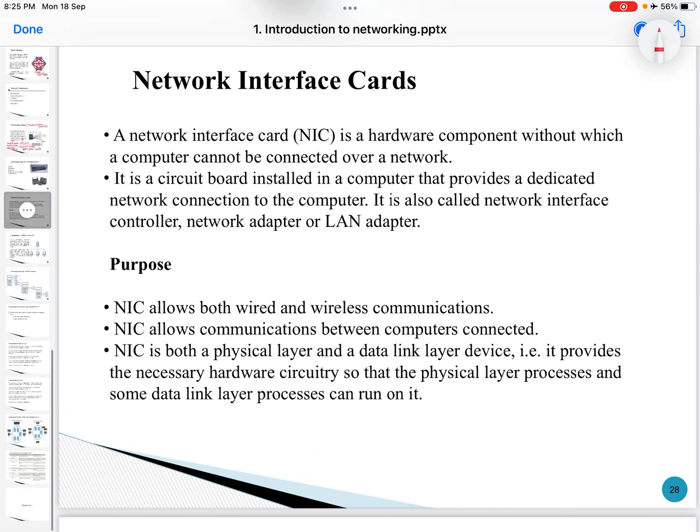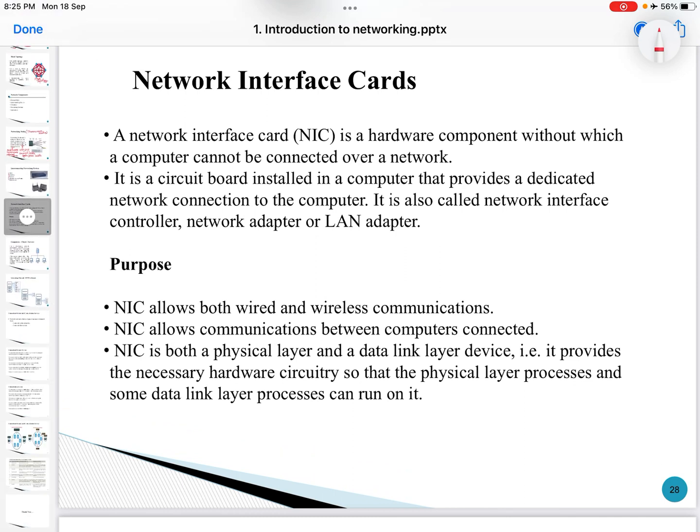Network interface card, that is NIC. A network interface card, NIC, is a hardware component without which a computer cannot be connected over a network. So it is a hardware component without which you cannot connect a computer over a network. It is a circuit board installed in a computer that provides a dedicated network connection to the computer. It is also called network interface controller, network adapter or LAN adapter.